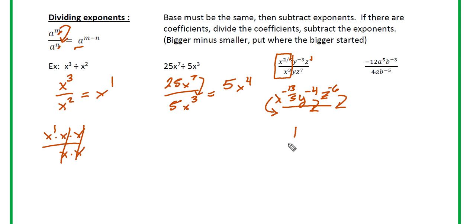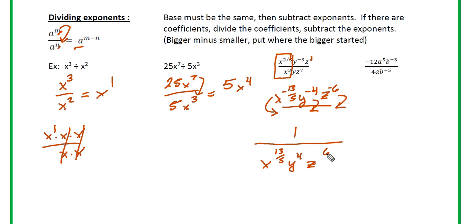So it's going to be 1, because there's nothing remaining in the numerator except that coefficient of 1. And we have x to the 13/5, y to the 4th, z to the 6th. Cool beans. Let's move on to the last one of this type.